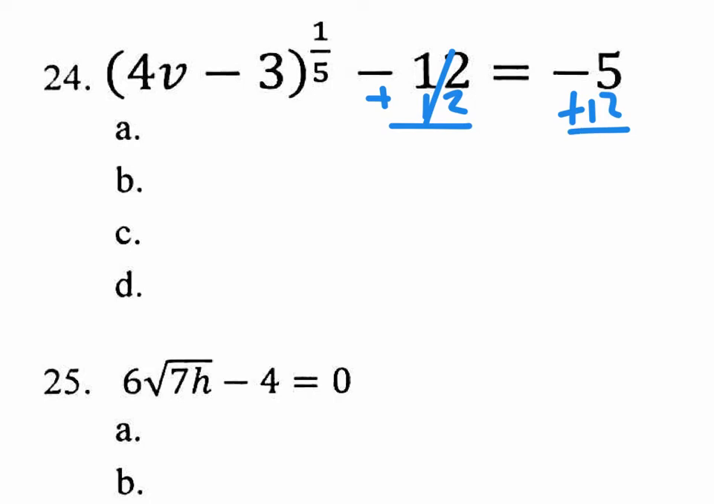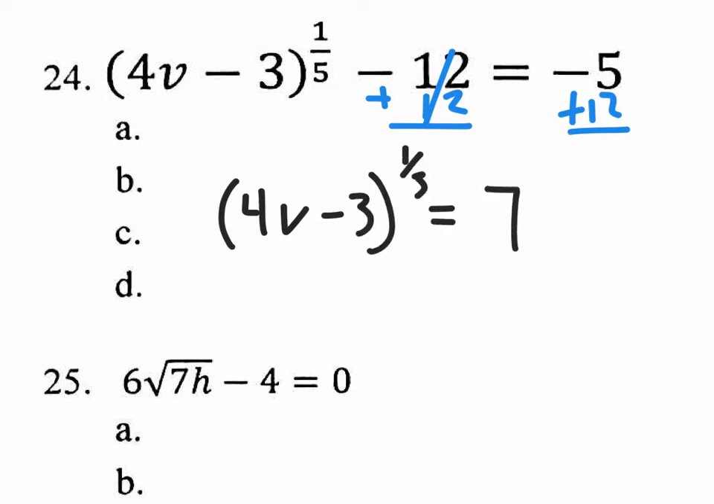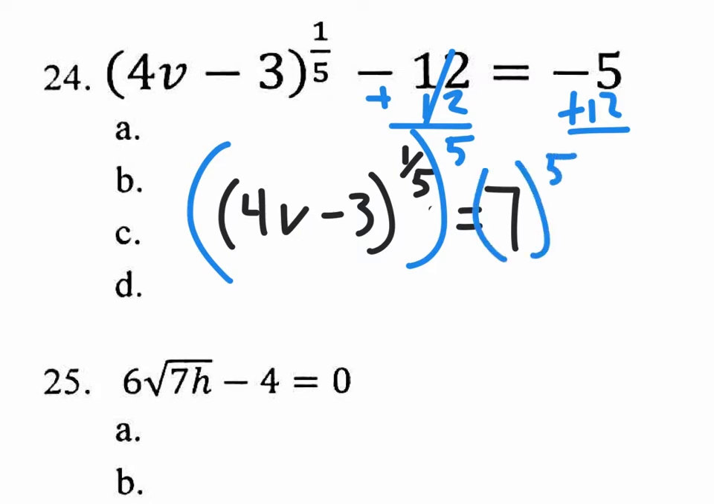So you're going to end up with 4v minus 3 to the 1/5 power equaling +7. So how are we going to get rid of the 1/5 power? Let me move this equal sign a little over, make more space. So we're going to get rid of the 1/5 power by doing the power of 5 on both sides.